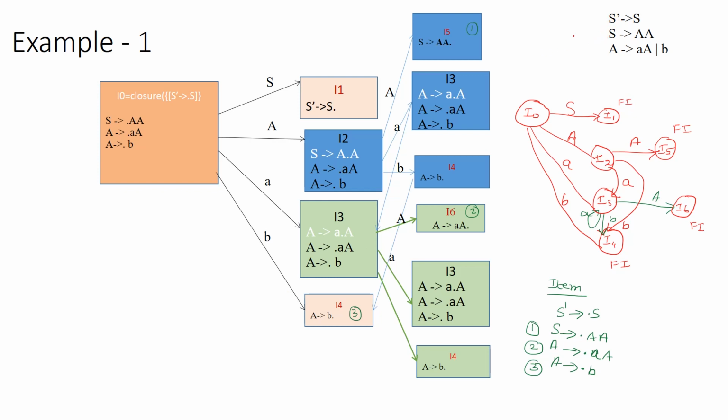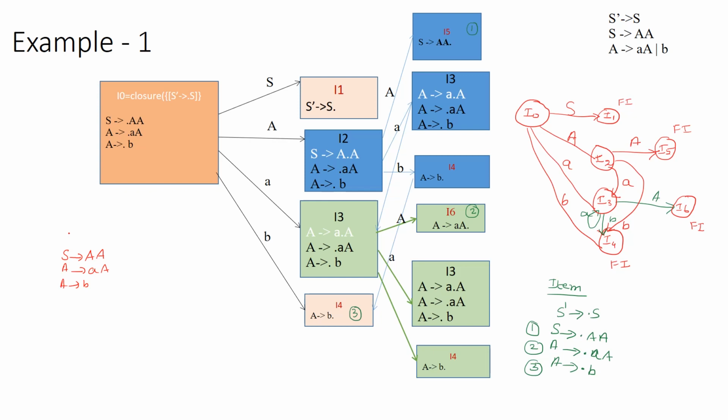So the grammar is actually S derives AA, A derives small a capital A, and A derives small b. So this is the grammar. So what is the first step? The first step is to augment.